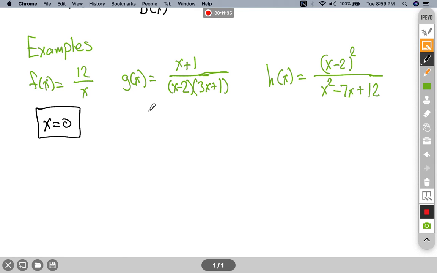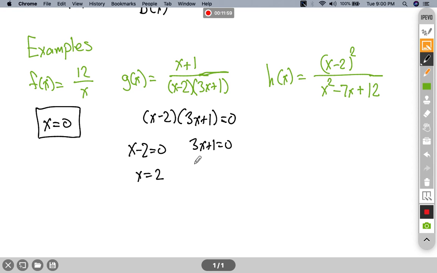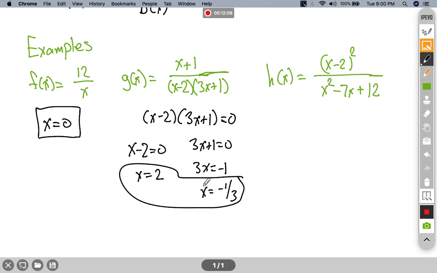For g of x, I want x minus 2 times 3x plus 1 to equal 0. A little bit more to this, but it's in factored form, so I set the factors equal to 0. x minus 2 equals 0, so x equals 2. 3x plus 1 equals 0, so 3x equals negative 1, so x equals negative 1/3. This one's going to have two vertical asymptotes.